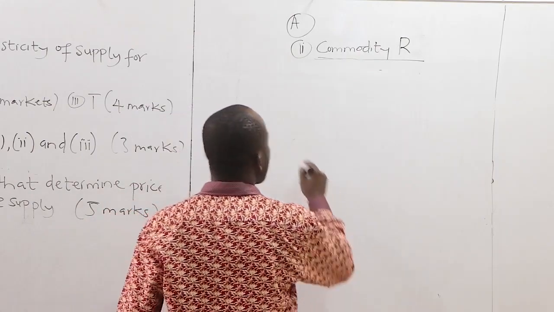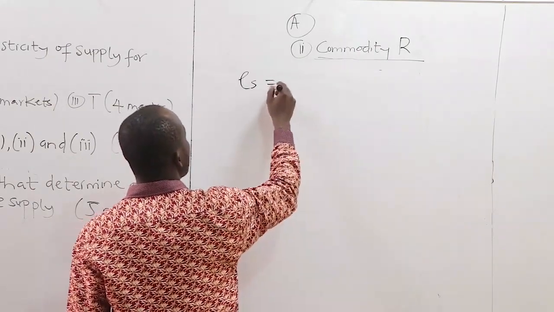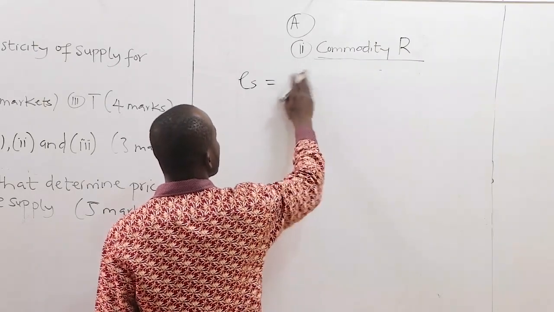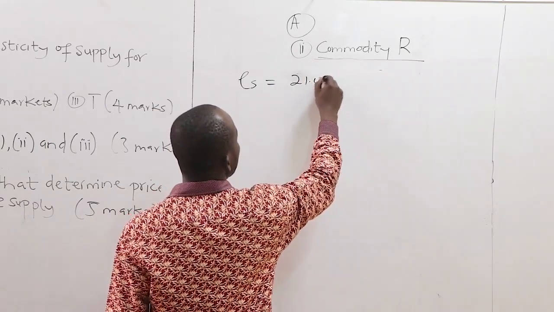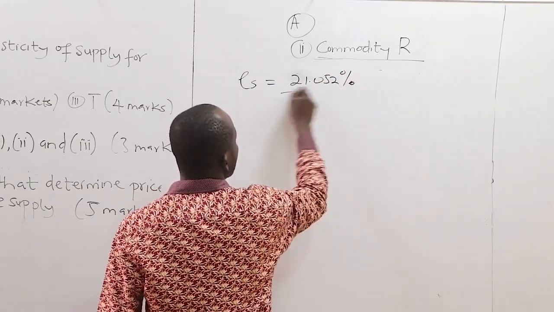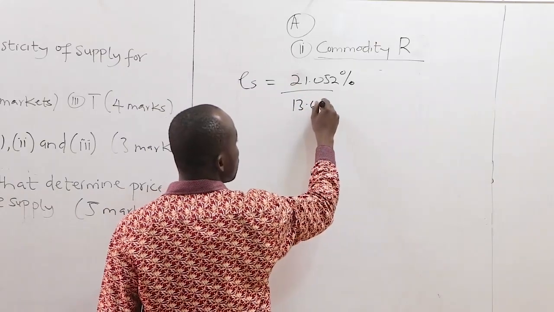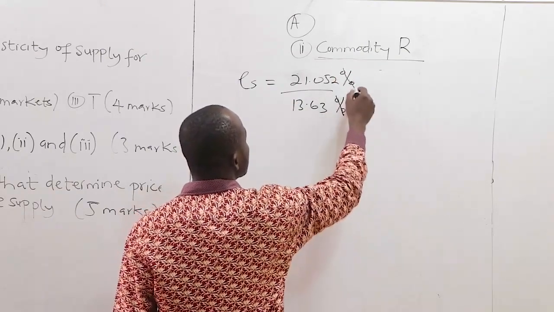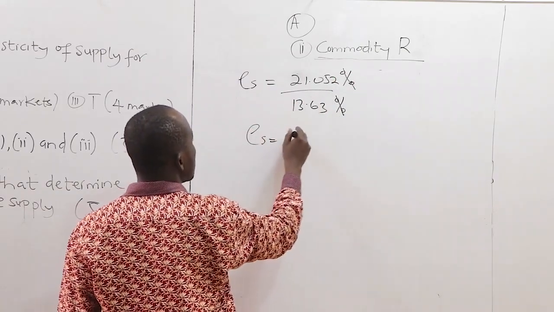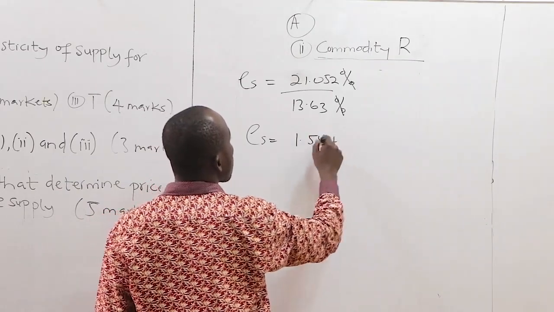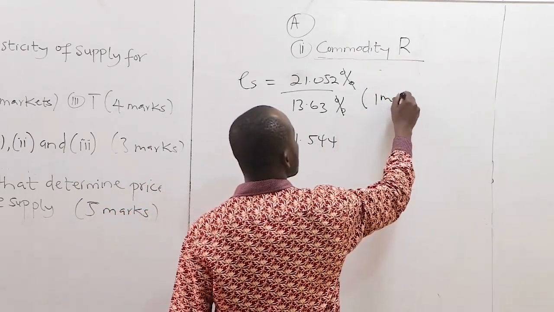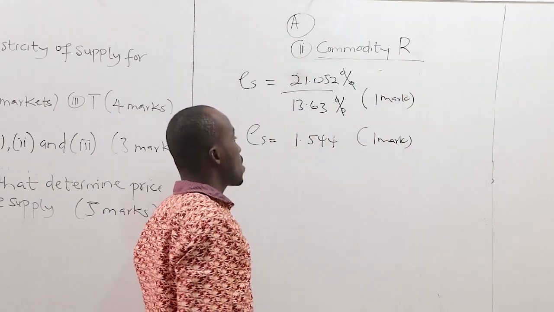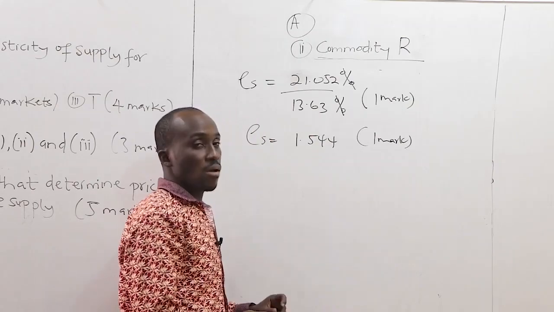So the next thing is to get the elasticity, you're going to put it together. You're going to see 21.052% divided by 13.623%. So to get the elasticity, the percentage signs will cancel. When you divide, you're going to get 1.544. This one will give you 1 mark. This one also gives you 1 mark. You get 1 mark, 2 marks.